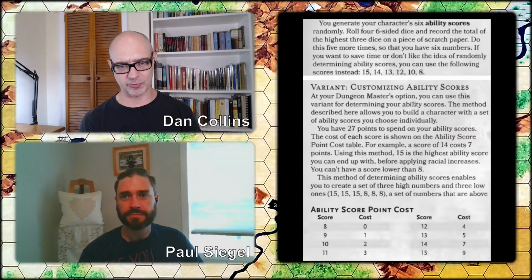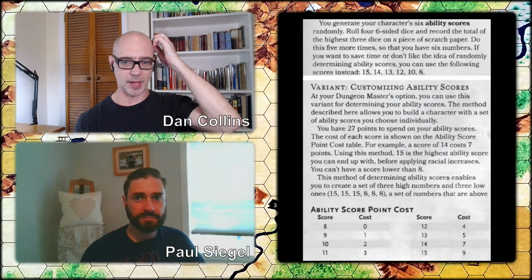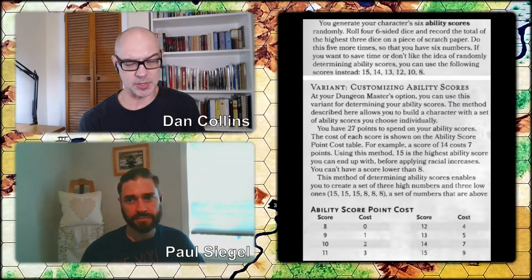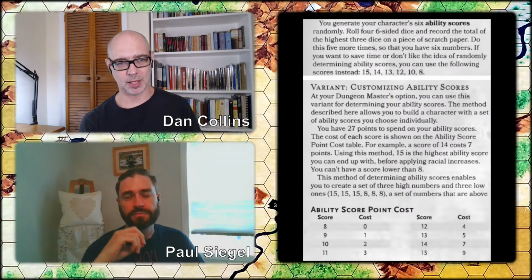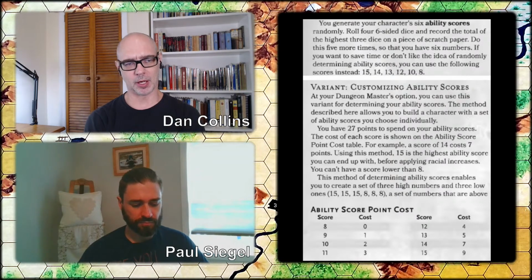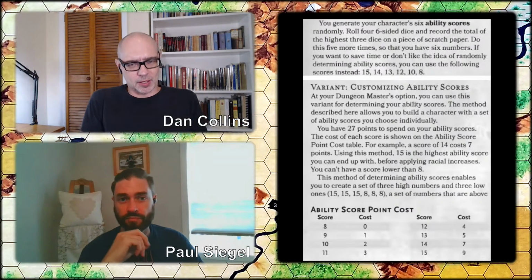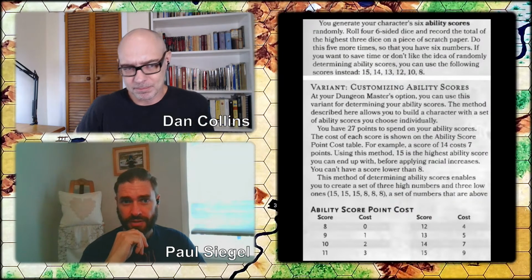And then further down the page, there's this thing marked variant, that at the Dungeon Master's option, you can use this point buy method and take 27 points and pay for your abilities on this table at the bottom there. And what do you think gets most used actually out of those three different things, Paul?